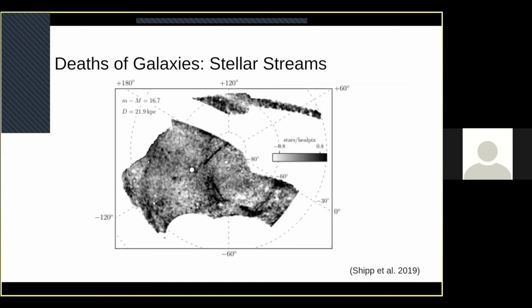So I'm showing you a real data set. This is from a paper that my old roommate, Nora Shipp, wrote, where she was looking at the sky and looking for the remnants of destroyed galaxies. And it's a little bit hard to see here because, you know, this is real data and real data is messy. So to get a little bit of a better idea of what we're looking at, let's look at a simulation which is trying to show the same thing.